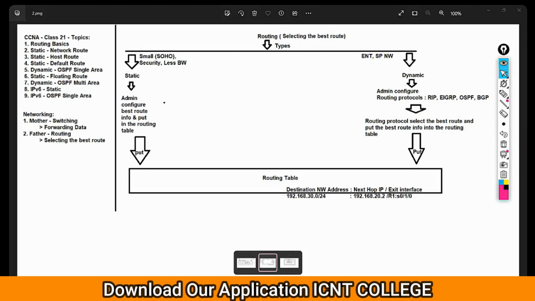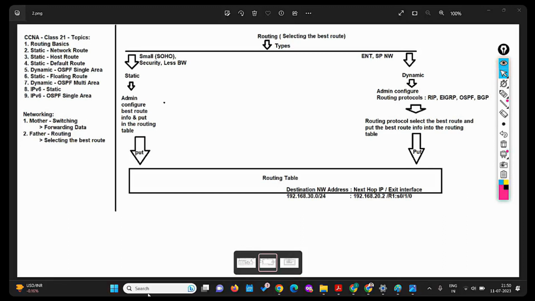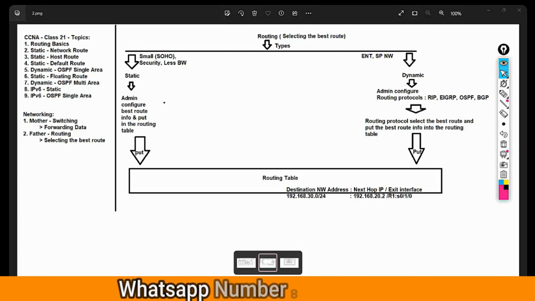Yes, sir. In static routing, we find the best route. We tell the router, boss, you want to go to this destination, this is the next device IP address, this is the exit interface. Who will tell? I am going to configure it as administrator. But in dynamic routing, I am not going to tell anything. I'm just telling, boss, RIP, you do it. I enable RIP and leave it. Okay, RIP or EIGRP or OSPF, they will find and put all this information, the next hop and the exit interface. Understand? Yes, sir. Yesterday we discussed this.